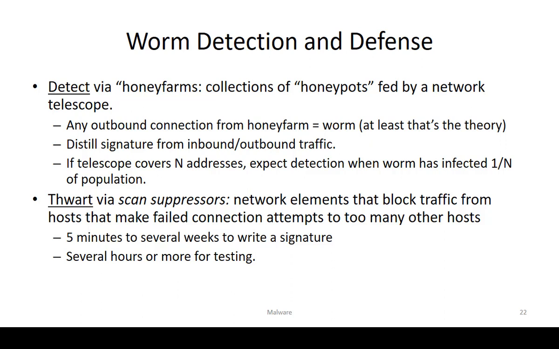Now, to thwart worms, we're going to use scan suppressors. These are basically network elements that will block traffic from hosts that make failed connection attempts to too many other hosts. It can take 5 minutes to several weeks to write the signature, and then several hours or more to test this. This process takes too long right now, and in fact, current worm threats can spread a lot faster than defenses can react.